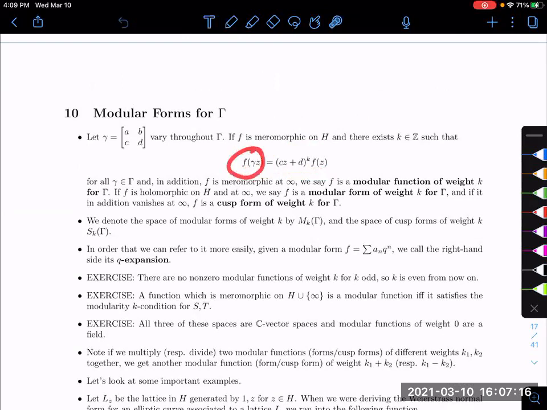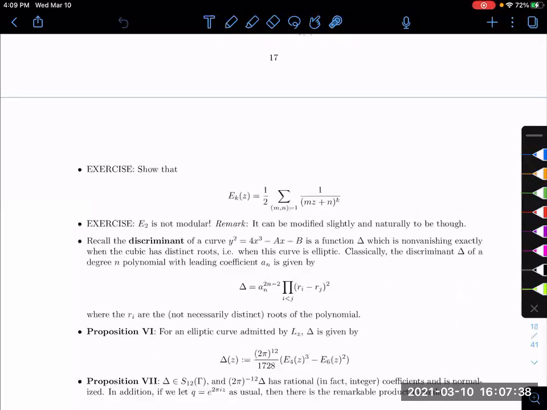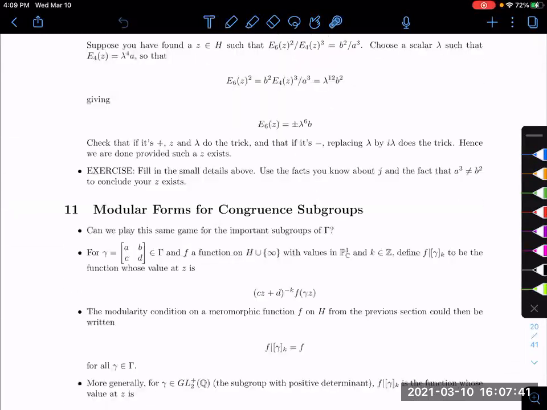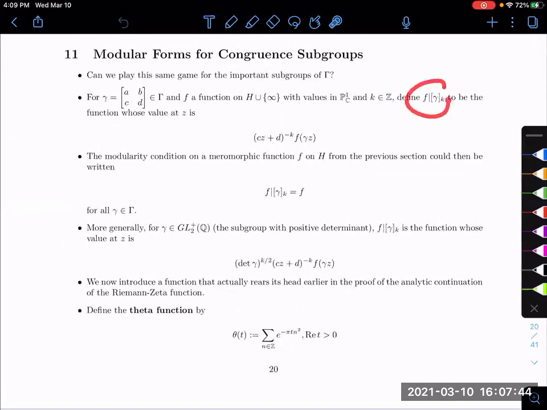This whole f of gamma z equals cz plus d to the k f of z, we want to compactify that notation down. So what you do is you take this cz plus d to the k and you move it over to the other side. That gives you f of z equals cz plus d to the negative k times f of gamma z. We're going to name that something from here on out. We're going to call that f bracket gamma sub k, or f bar bracket of gamma sub k. I don't actually know how to say that out loud, but I'm going to call it f bracket gamma.